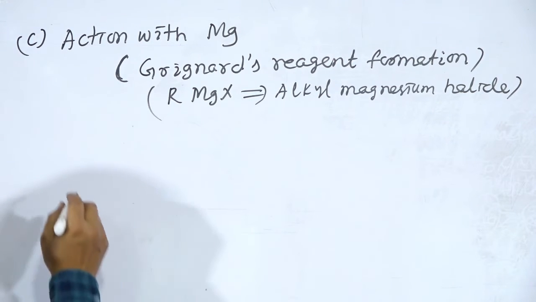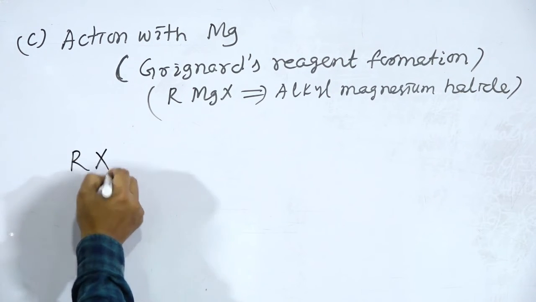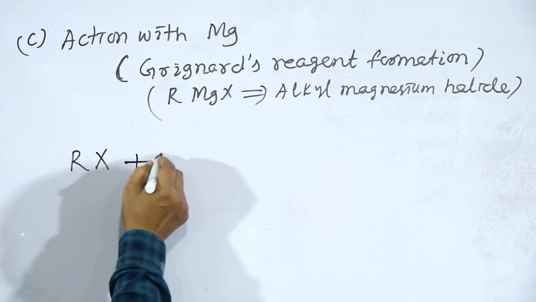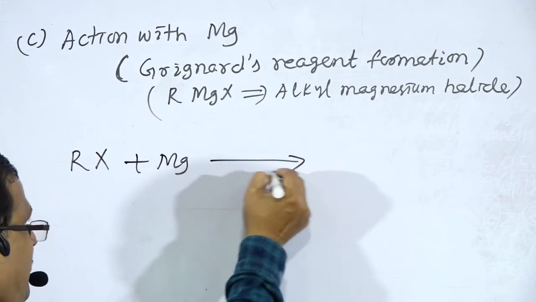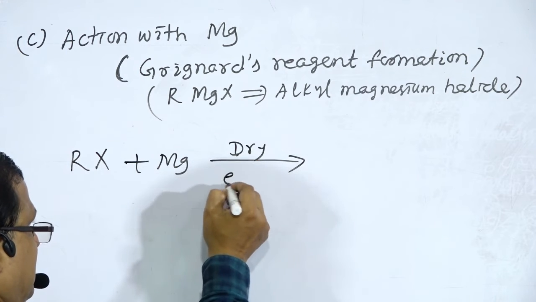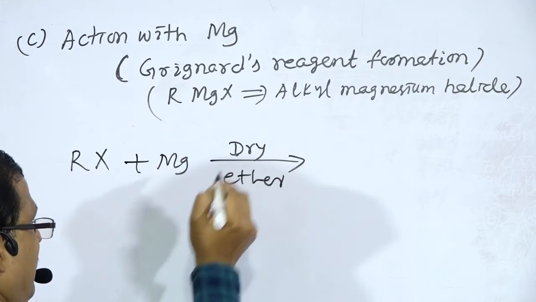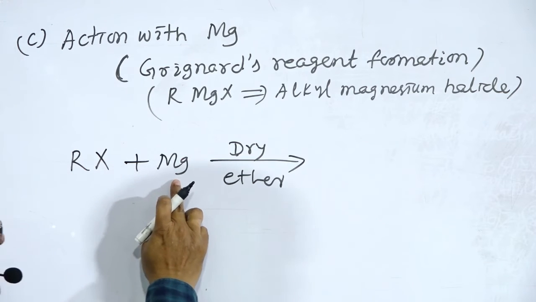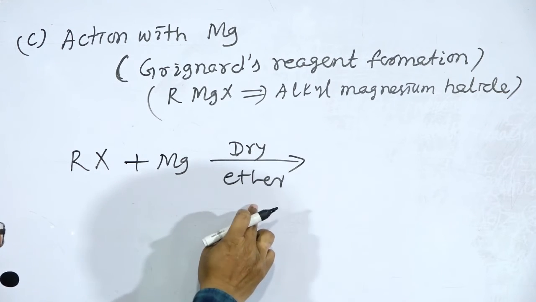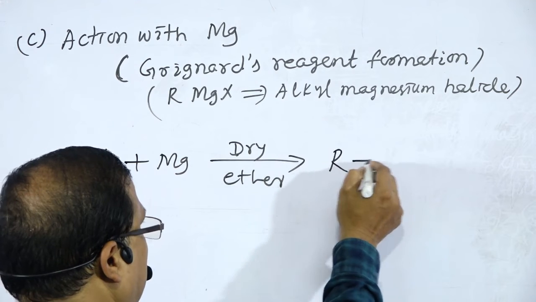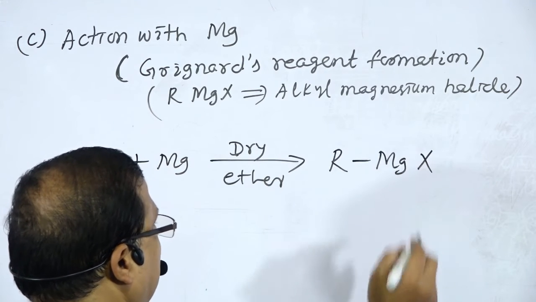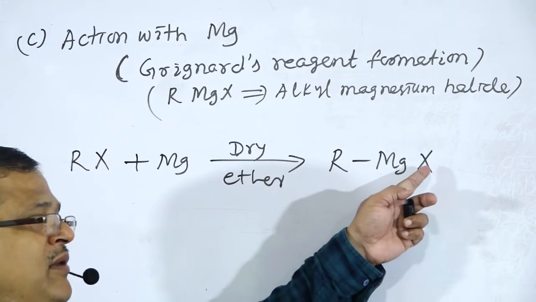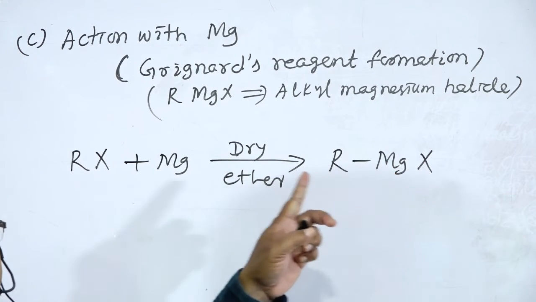For example, alkyl halide RX reacts with magnesium in the presence of dry ether. There is the formation of RMgX, that is alkyl magnesium halide, otherwise known as Grignard's reagent.